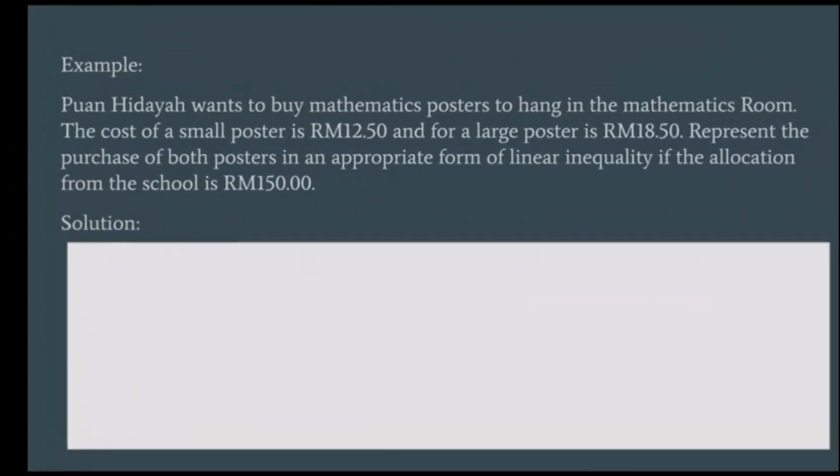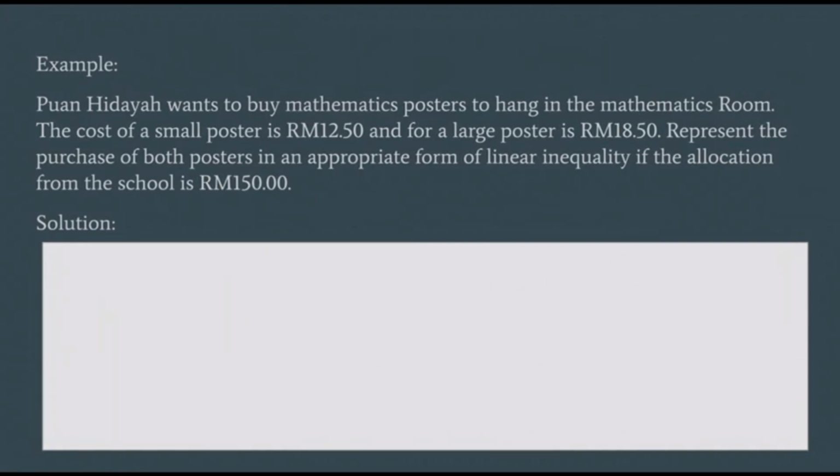Next question. Let's take another example. Puan Hidayah wants to buy a mathematics poster to hang in the mathematics room. The cost of a small poster is 12 ringgit 50 cents, and for a large poster is 18 ringgit 50 cents. Represent the purchase of both posters in an appropriate form of linear inequality if the allocation from the school is 150 ringgit. So how do we do this? Let's do this together.